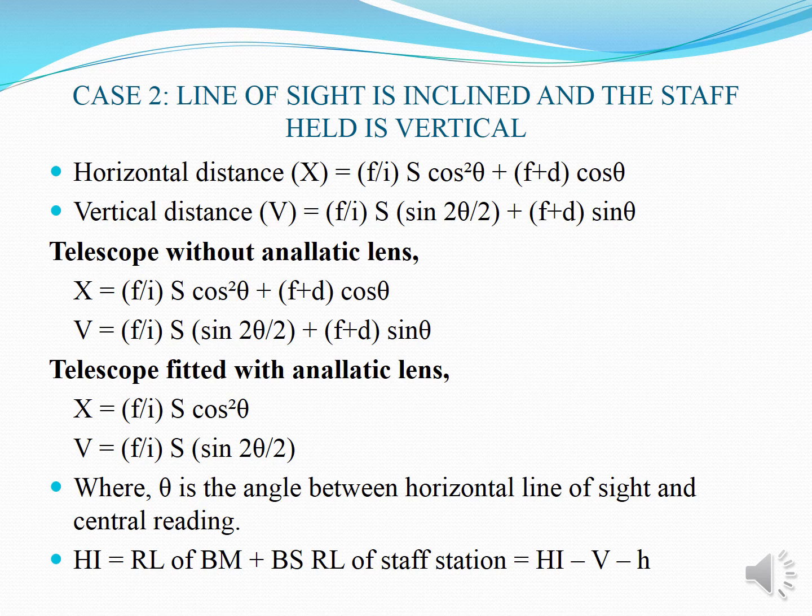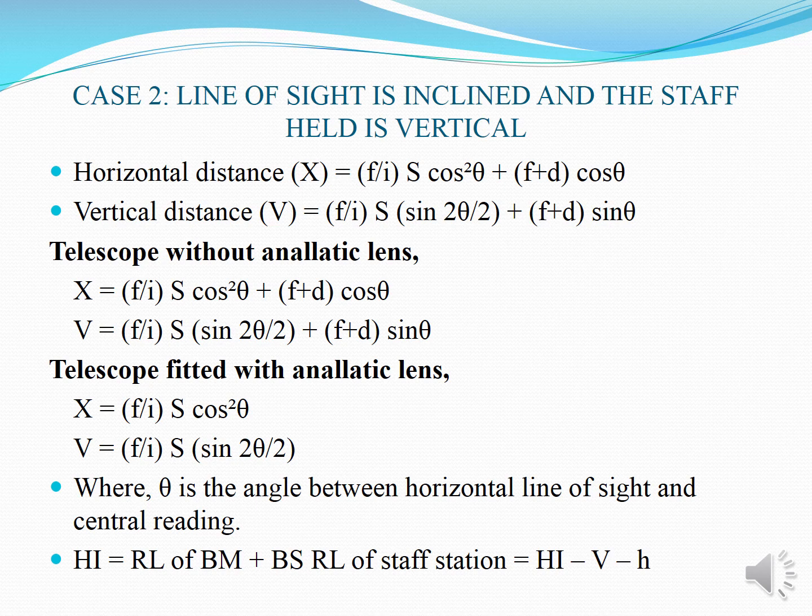So when the telescope is provided without the analytic lens, then the horizontal as well as vertical distances are calculated from the above formulas, that is f upon I into s into cos square theta plus f plus d into cos theta, and for vertical distance it is given by f upon I into s into sine 2 theta upon 2 plus f plus d into sine theta.